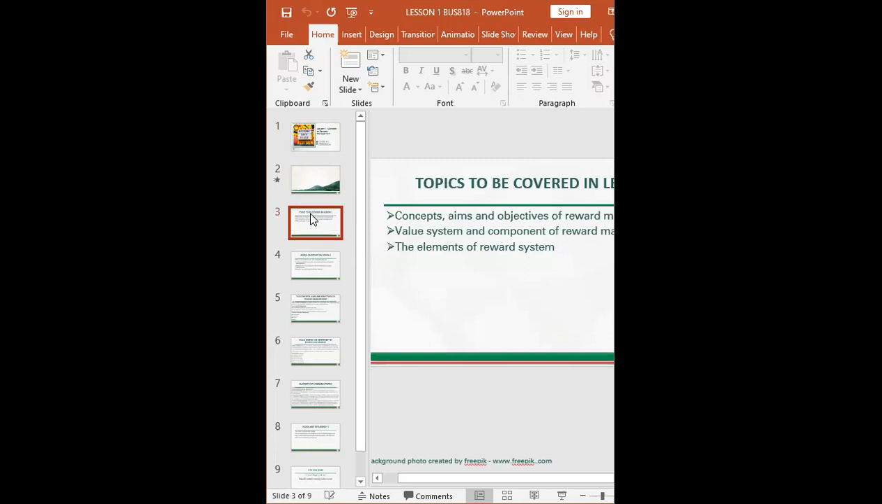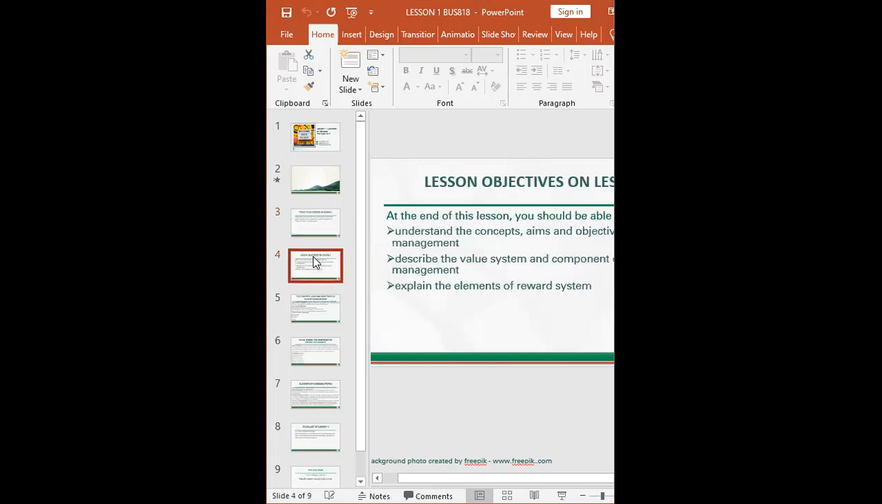Let me go to what we are going to be talking about. For this lesson one, we are going to look into three things. The first is the concept, aims, and objectives of reward management. The second is the value system and components of reward management. And lastly, the elements of reward system. At the end of this lesson, you should be able to understand the concept, aims, and objectives of reward management, describe the value system and components of reward management, and explain the elements of reward system.